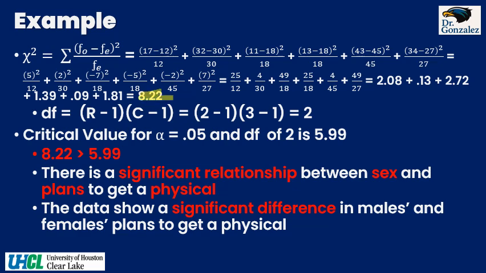And remember, on the other slide with the contingency table, I helped you arrive at a degrees of freedom of 2. So if you go back and look at a table of critical values for the chi-square statistic at an alpha level of 0.05 and degrees of freedom of 2, our critical statistic is 5.99. Our calculated 8.2 right here is greater than 5.99, which indicates we have a significant relationship between sex and plans to get a physical. So do males and females differ on whether or not they plan to get a physical? Absolutely, they do.